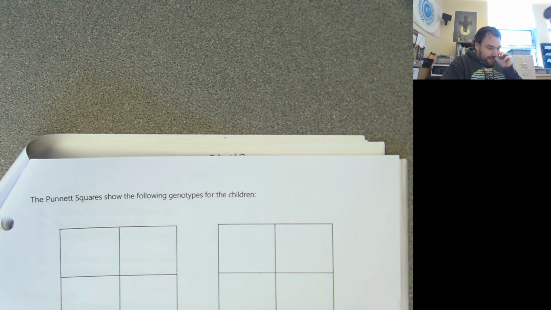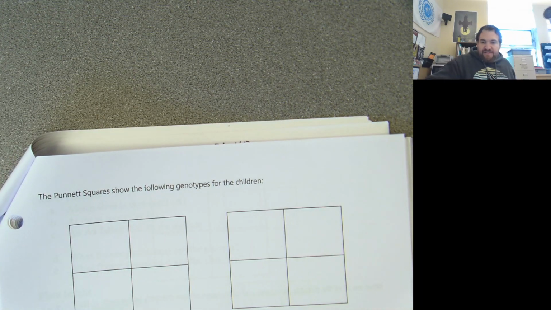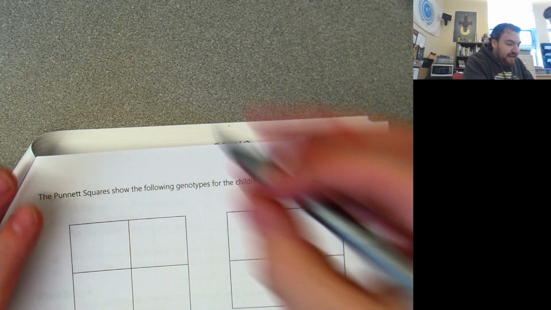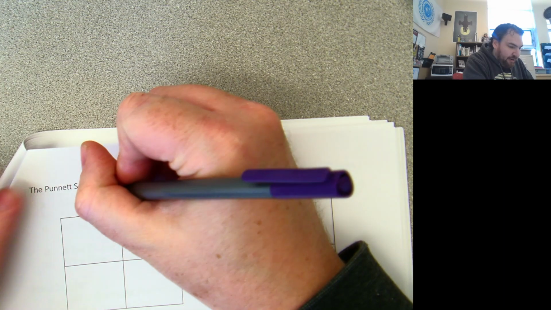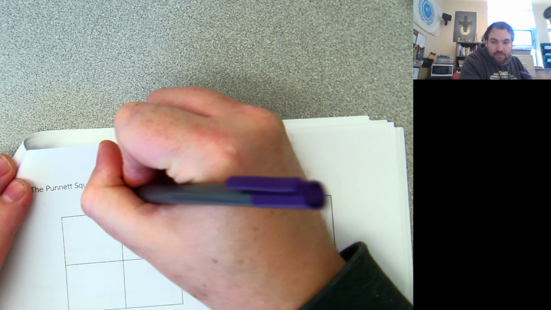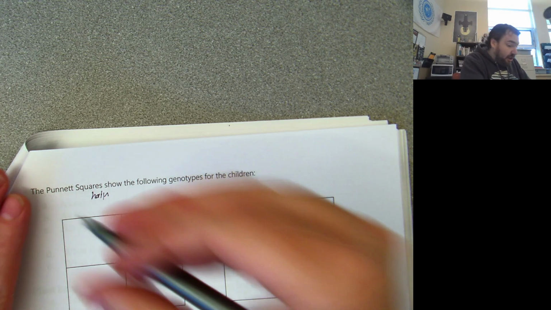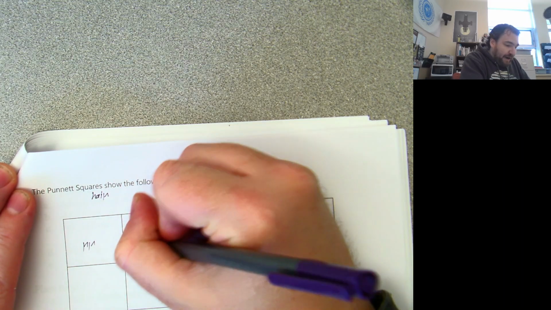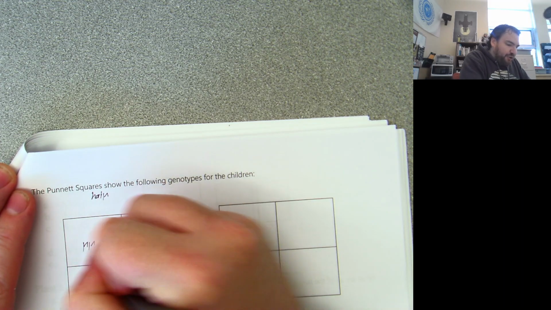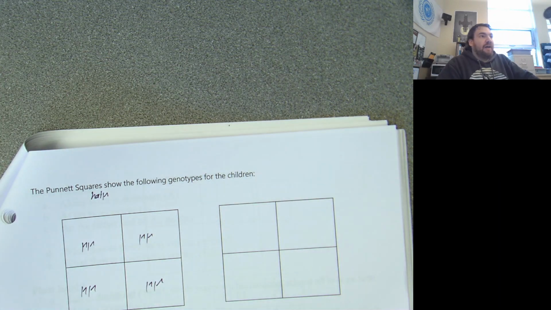Flip the page. Let's use Punnett squares for this. For the hair, 100% of the children have red hair. So let's fill the Punnett square. 100% probability of having red hair.